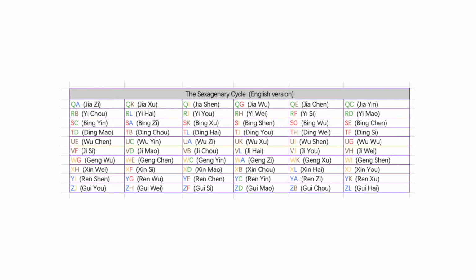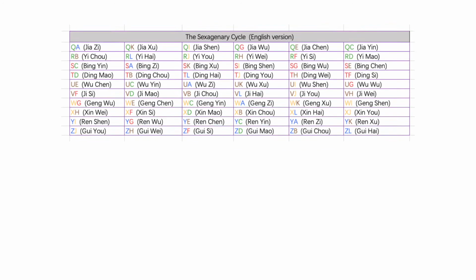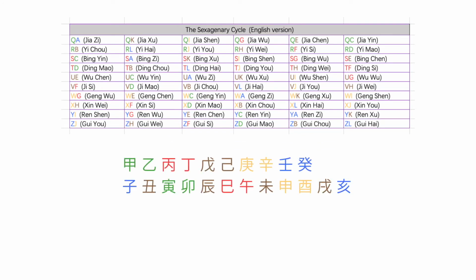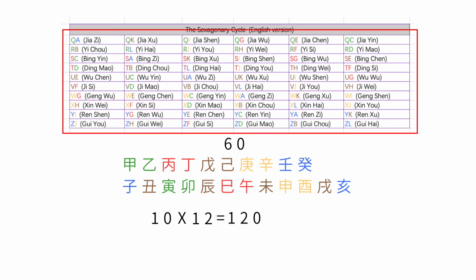To explain how the empty and death comes about, I must first explain how the sexagenary cycle comes about. As I said before, the sexagenary cycle is formed by the combination of 10 heavenly stems and 12 terrestrial branches. 10 multiplied by 12 is 120. Why are there only 60 of the sexagenary cycle?